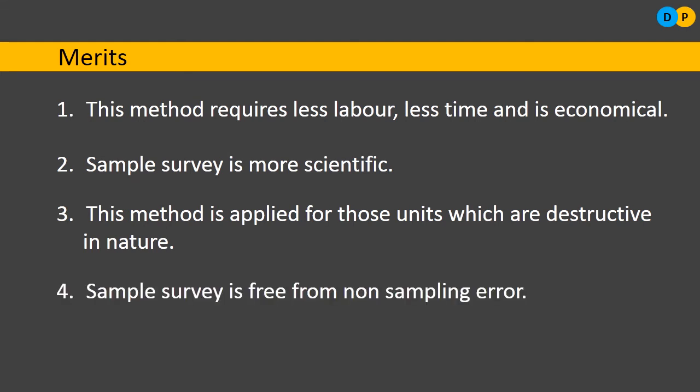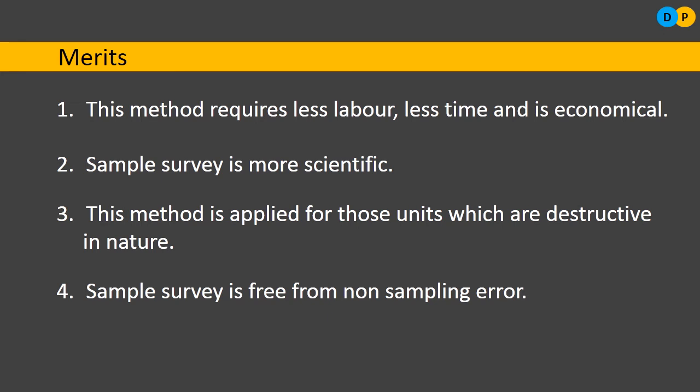Next, fourth one, sample survey is free from non-sampling error. What does it mean? In non-sampling error, take census enumeration. While conducting the census enumeration, we have been meeting each and every individual. Whether the individual may be interested in giving the data or may not, we will be getting wrong input. So that will lead to wrong analysis. But in sample survey, it will be free from non-sampling errors.